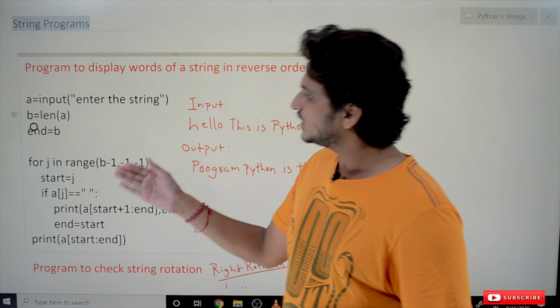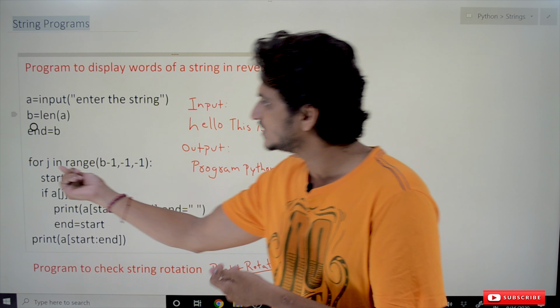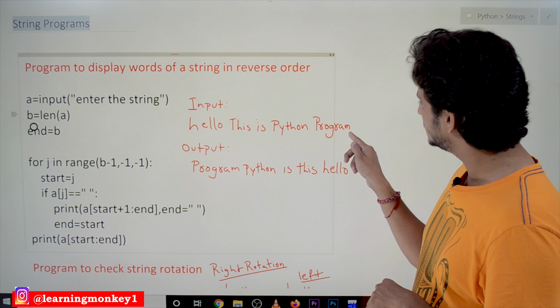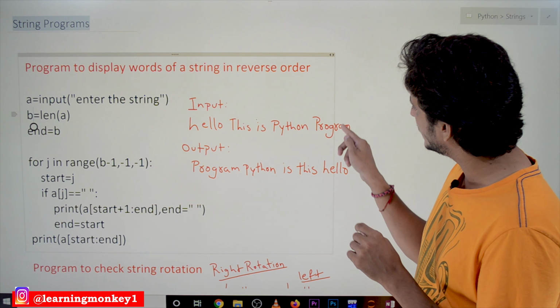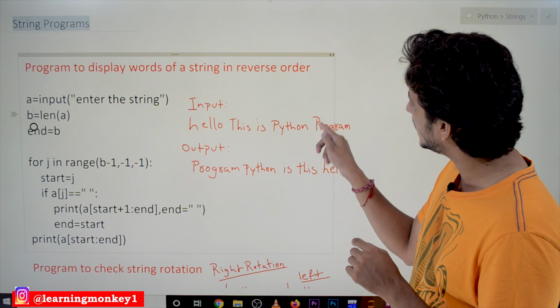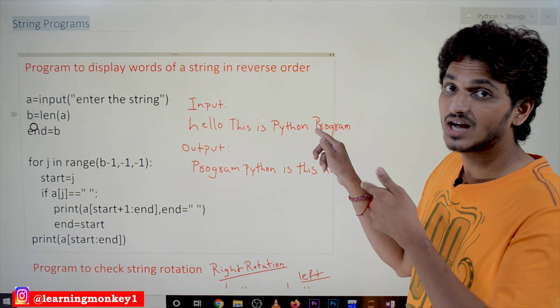Whenever we go into the loop, start is equal to j. The jth position is considered as the starting position, which means we start from here. This is the jth position, the j value. Whenever we go into the loop, j is the start value, and whenever we find the empty space, this is the start value.